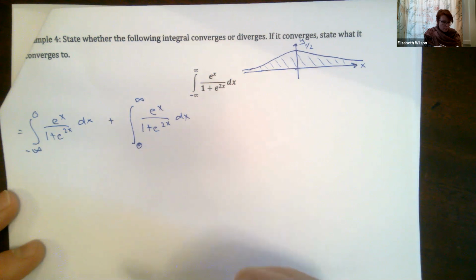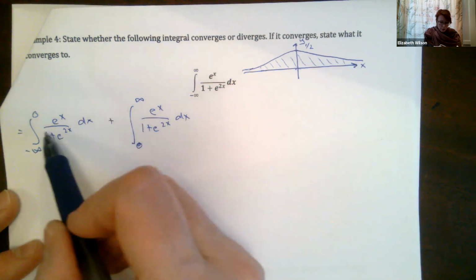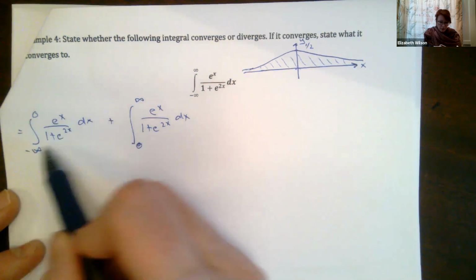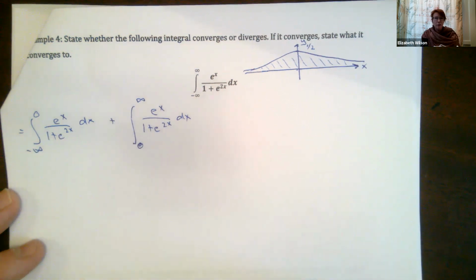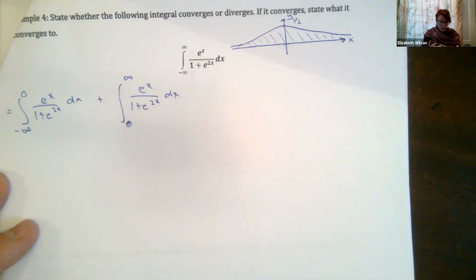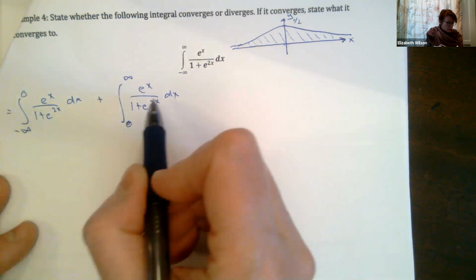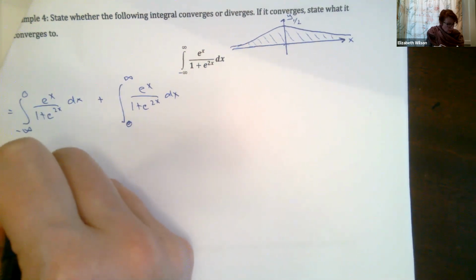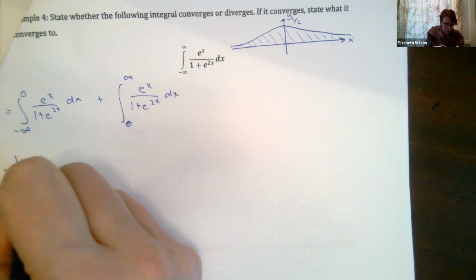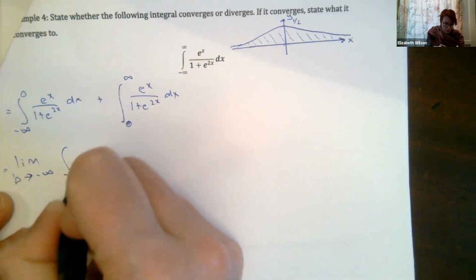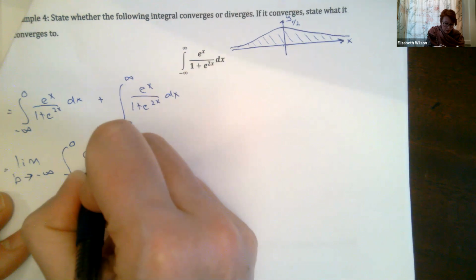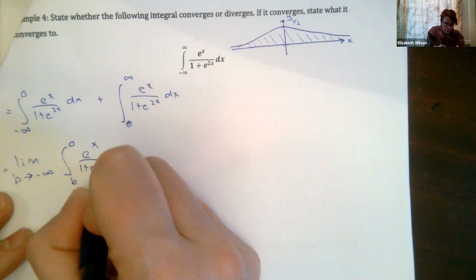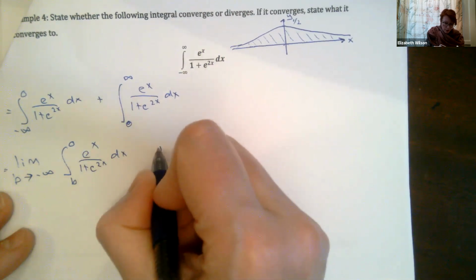Okay, so let's take a look. I'm going to convert these, because I've now got infinite bounds on either side. I'm going to convert these to a limit so I can start evaluating that, and then we'll talk about how we're going to actually integrate this. So first off, the limit. I'm going to go b to minus infinity. So this is going to be b to zero, e to the x over 1 plus e to the 2x dx, plus the limit.